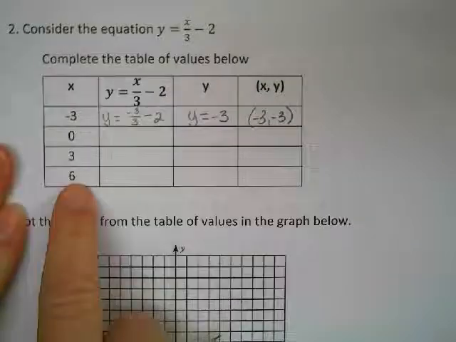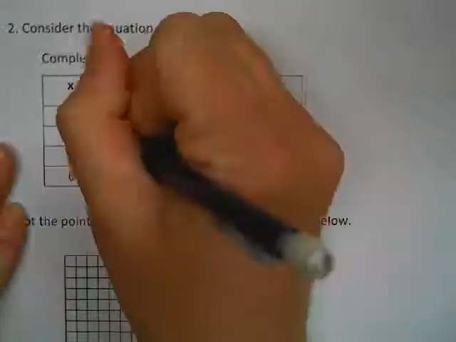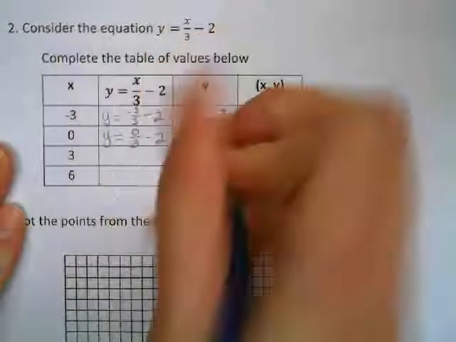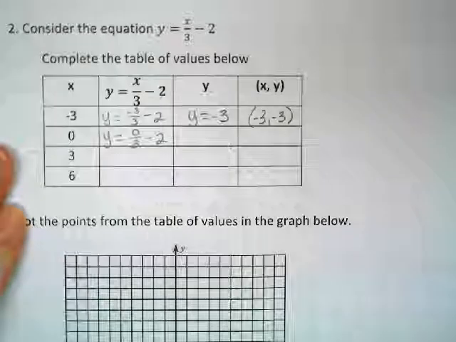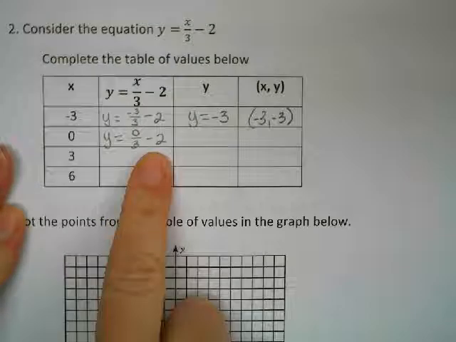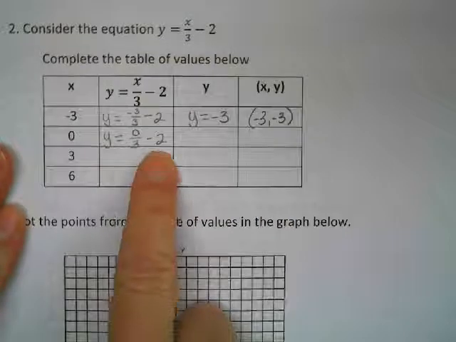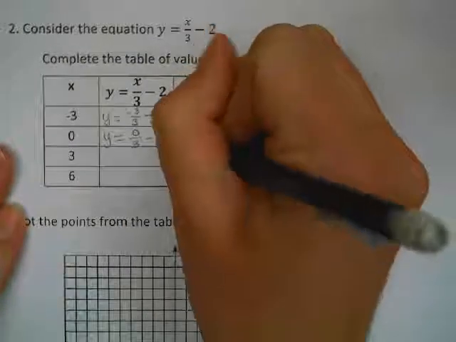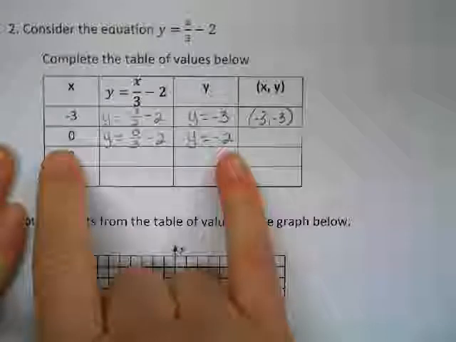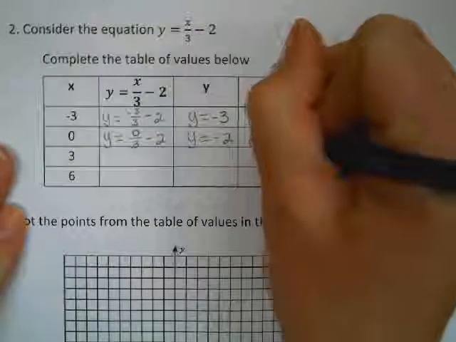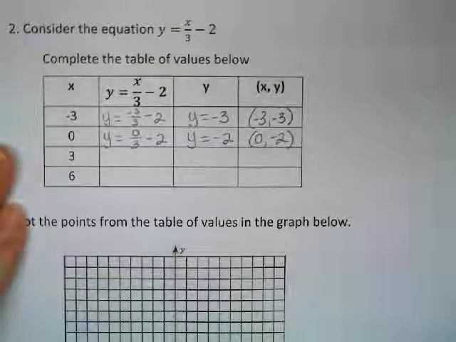Then you're going to do the same thing for 0 as your x value. So y equals 0 over 3 minus 2. And again, if you're not comfortable doing this in your head, put it in the calculator. So 0 over 3 minus 2 is -2. So there's your ordered pair for 0: 0, -2.